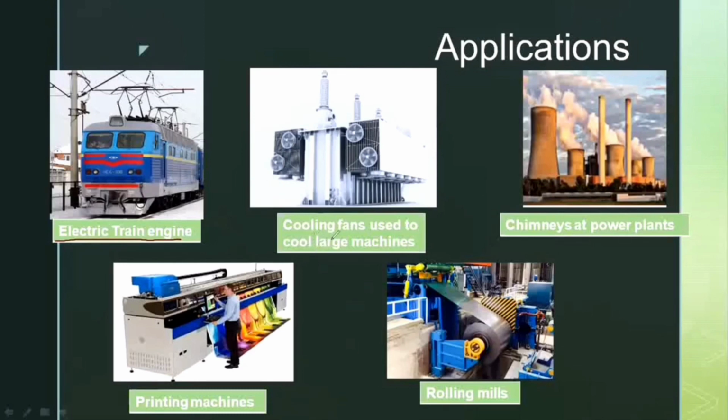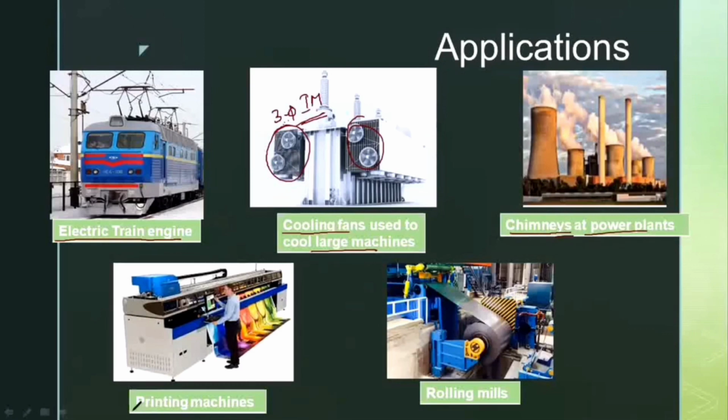Similarly, they can also be used for cooling fans that are used to cool large machines. As you can see here, the cooling fans are being used in the case of a transformer, and these cooling fans are being run with the help of three-phase induction motor. There is another application. They are used in chimneys at the power plants, and we know the function of chimneys. They are basically to exhaust or to remove the unwanted or poisonous gases and fumes from the power plants, and that is also done with the help of induction motor.